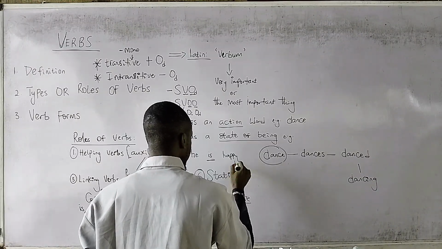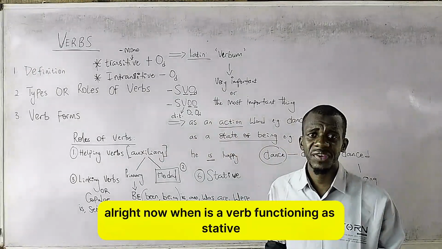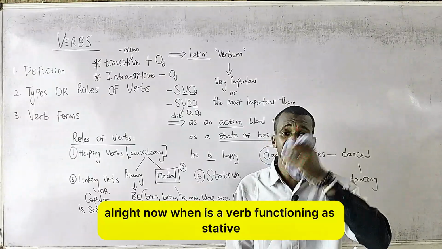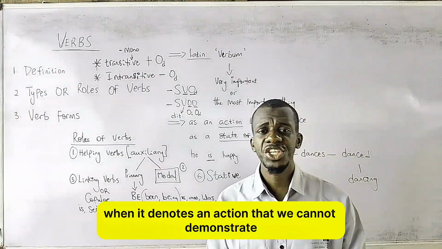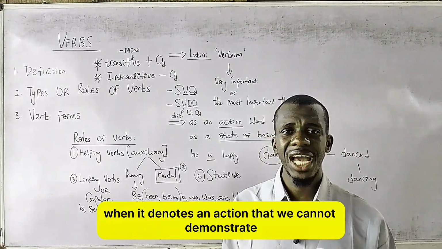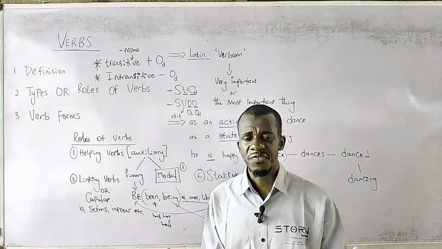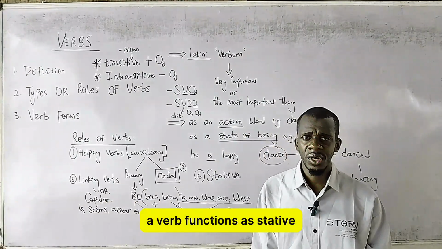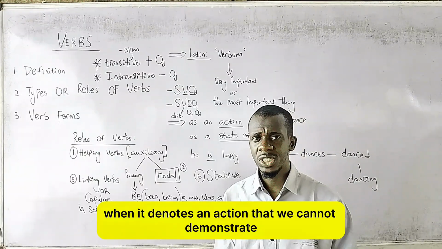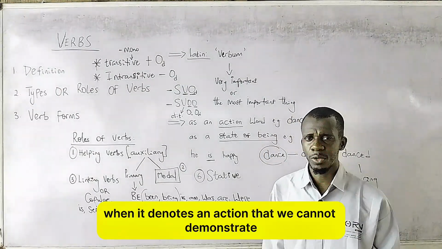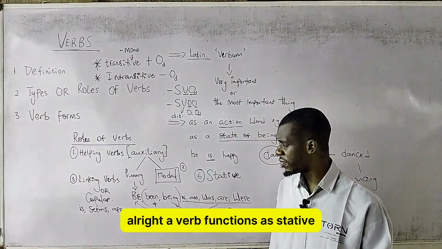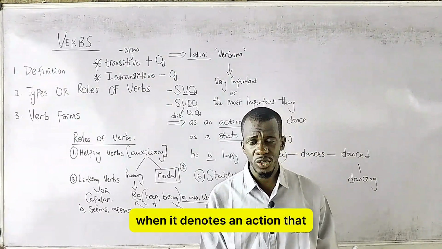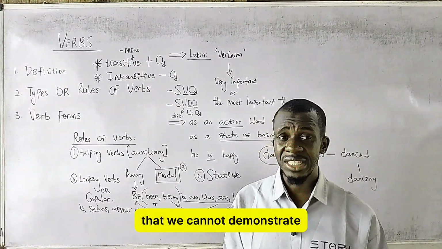Stative. Now, when is a verb functioning as stative? A verb functions as stative when it denotes an action that we cannot demonstrate.